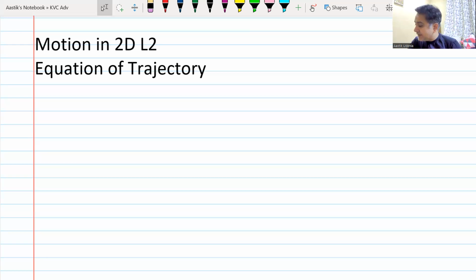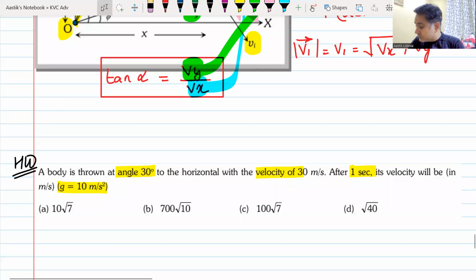And the problem was like this. A ball is thrown at an angle of 30 degree with a velocity of 30 meter per second. And you have to tell me its velocity after 1 second. Did you try this question, everyone? Yes, sir. It's option A. Okay, option A. How did you get option A?